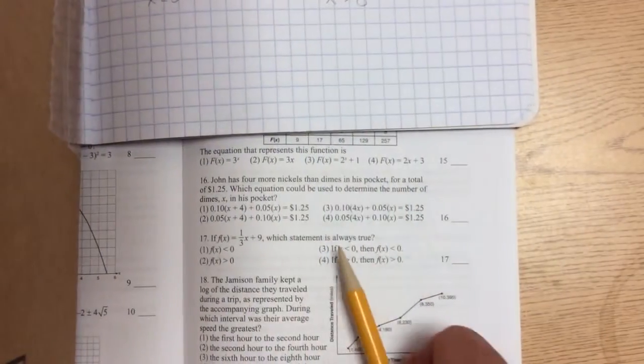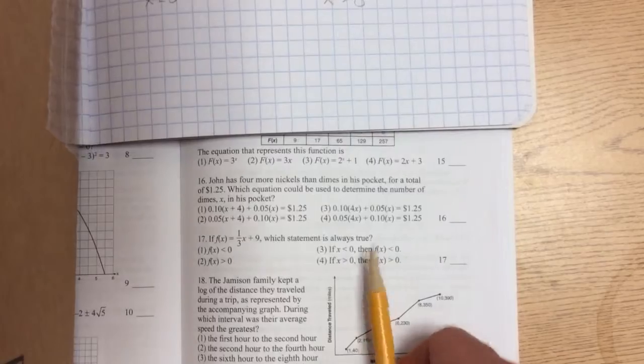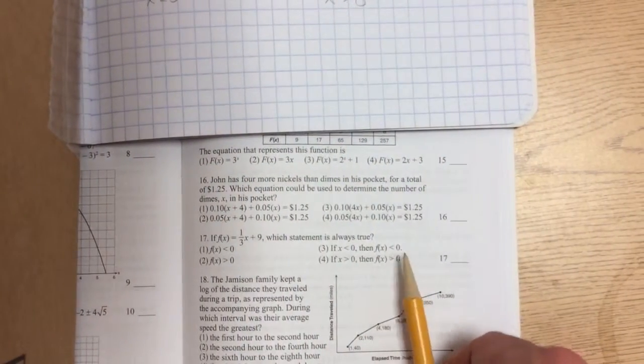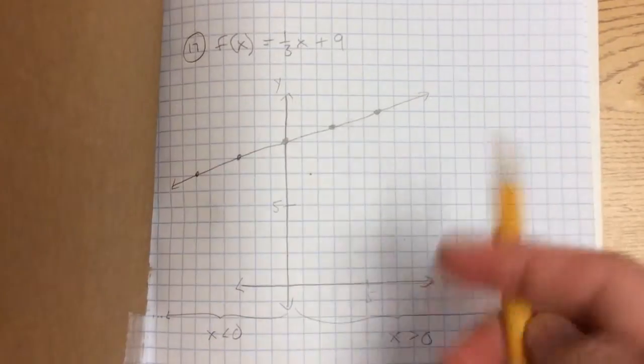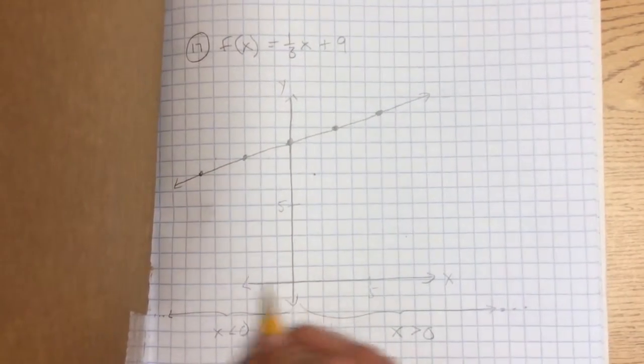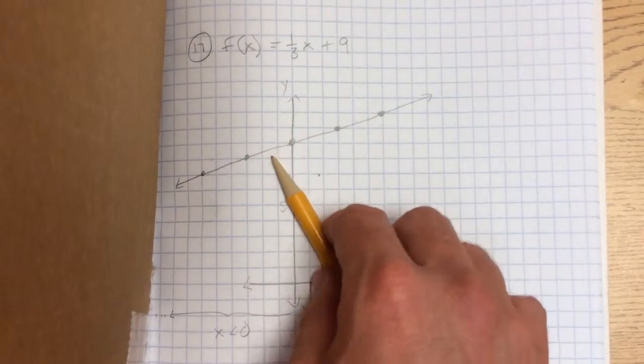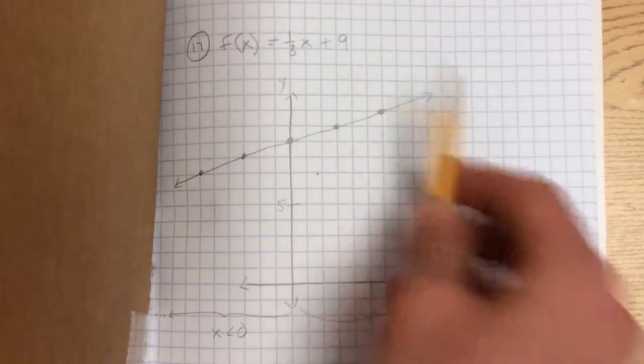Choice 3. If x is less than 0, so if we're just dealing to the left of the y-axis, then f of x is always less than 0? Not the case. So here we have when x is less than 0, so we're only looking at this portion of the graph. Is the output always less than 0? Clearly not. Here it's above 0.